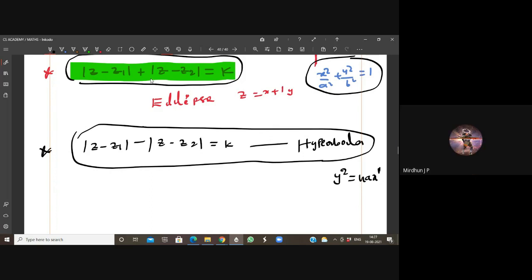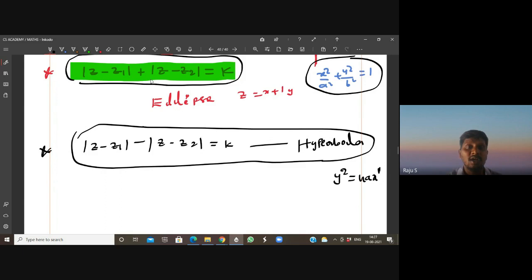Yes, sir. But that time, this is about the hyperbola. So fine, we should not get a parabola. Because if you take modulus, both will be squares, x square plus y square we will get.